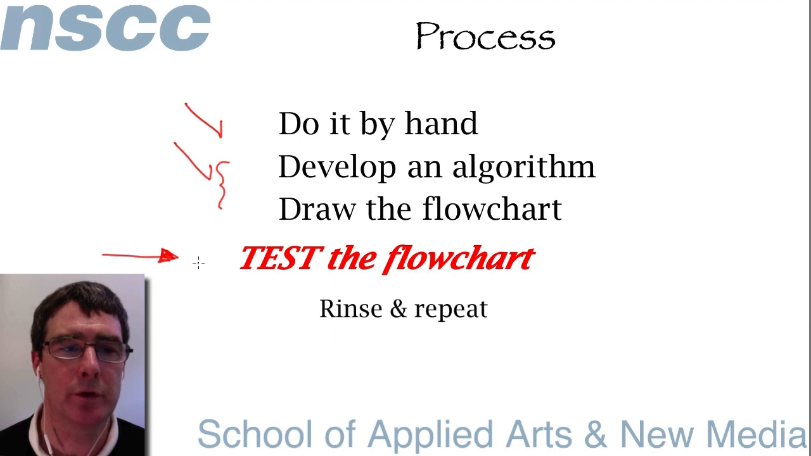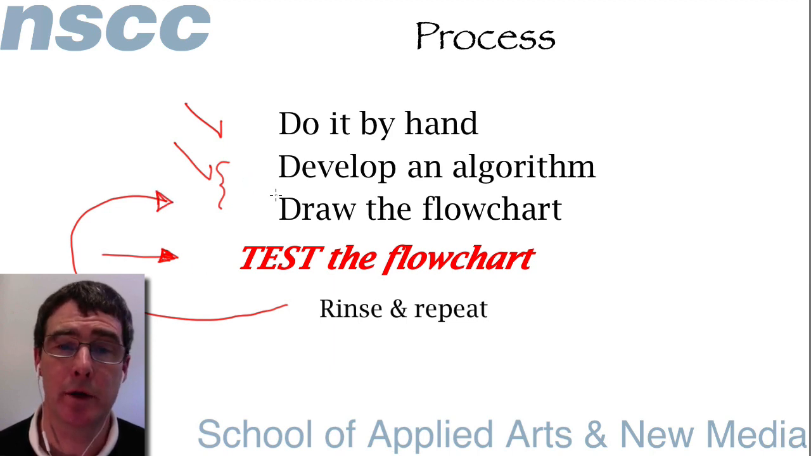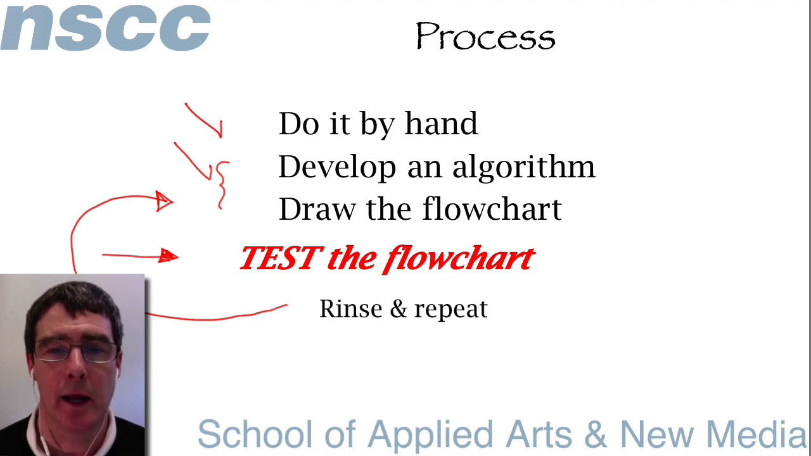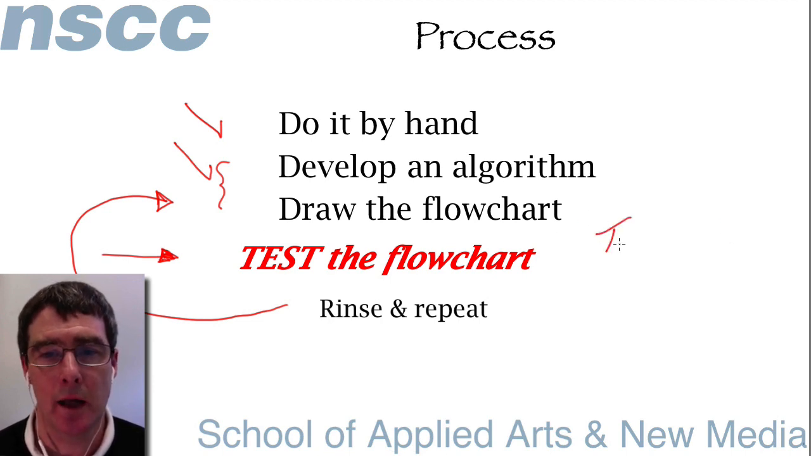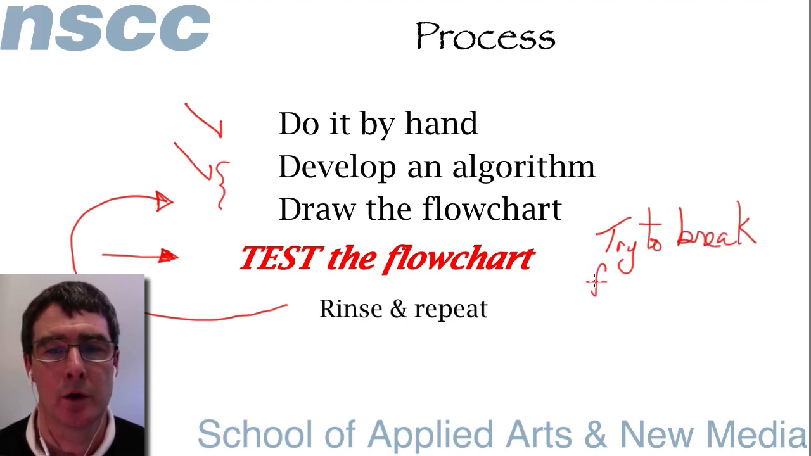Test the flowchart with numbers to make sure it works, and then you need to iterate, rinse and repeat. So you may need to modify your flowchart, and once you modify it, just don't assume it's going to work again. Test the flowchart until you finally have a flowchart that works for some examples. And you should try to break it, or try to find some condition that won't work.